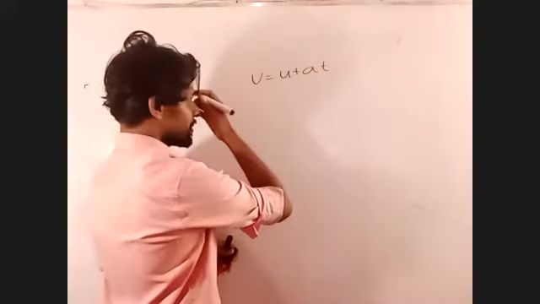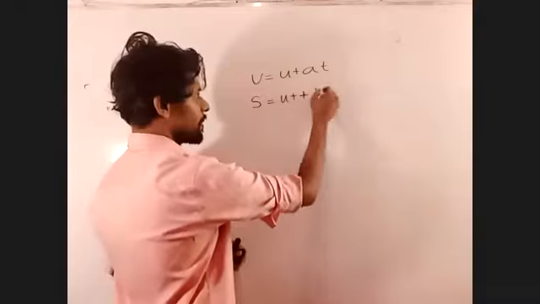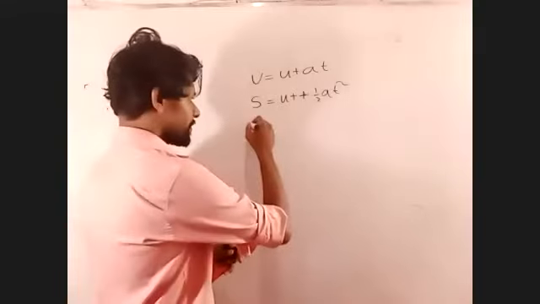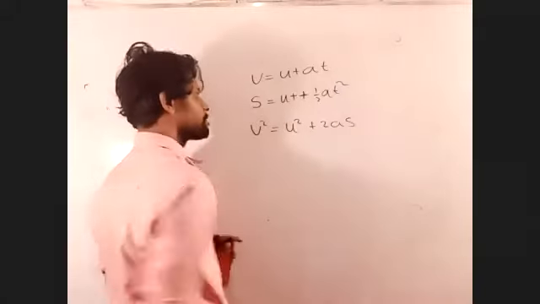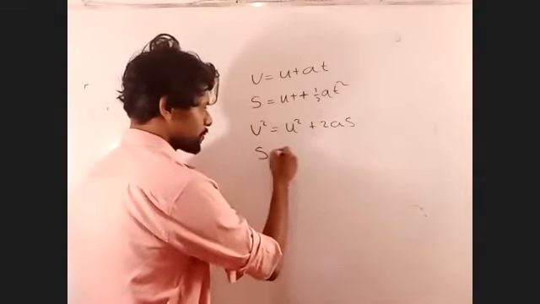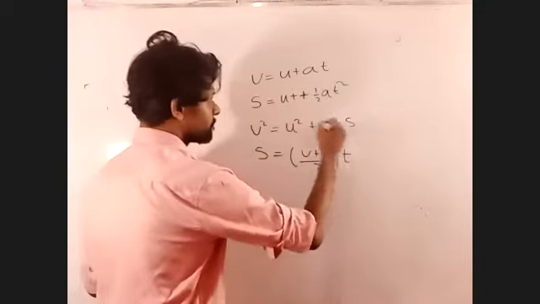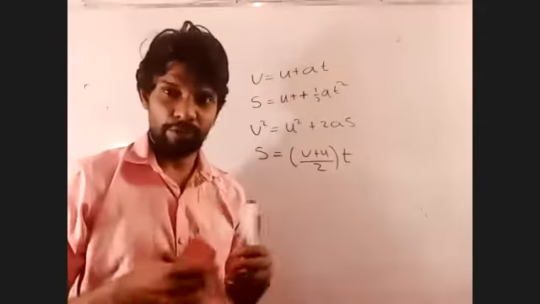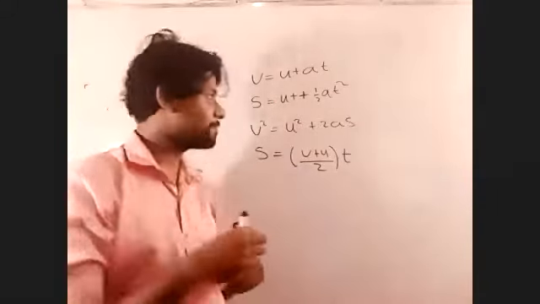And the other one is v equals u plus at. The other one is s equals ut plus half at squared. And another one, v squared equals u squared plus 2as. And the very last one, s equals (v plus u) divided by 2, times t. These are the basic four equations that you will have to use next week. Okay, I'm going to introduce how to use them.